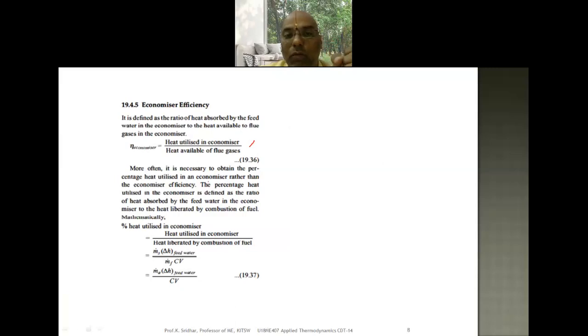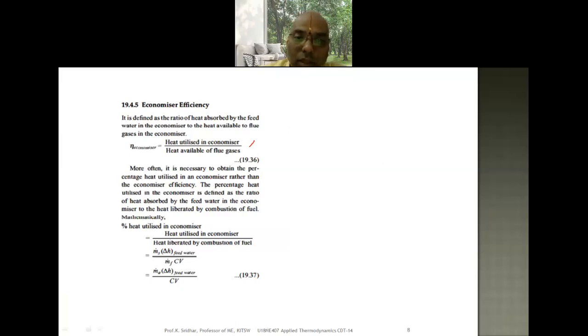So that the hot water will be supplied to the boiler. That's why the heat input to the boiler will be reduced. That's why the efficiency of the power plant will increase because of providing the superheater, economizer as well as air preheater.